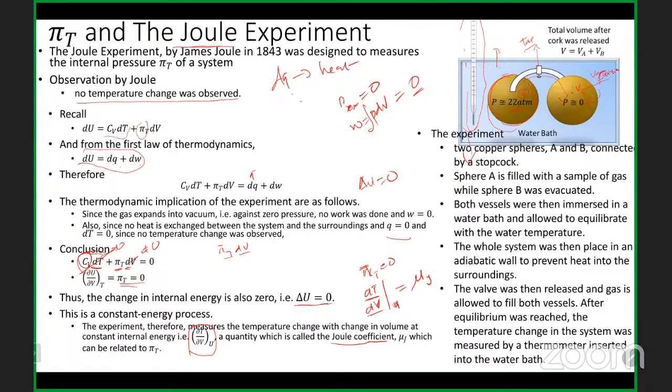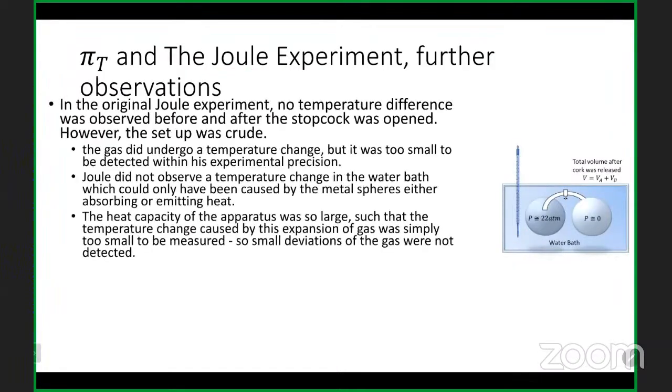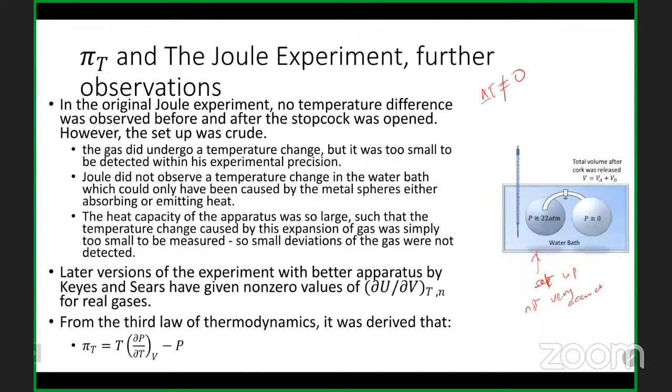Now, was that the case? That wasn't actually the case, because some other people did the experiments later and found that there was indeed a temperature change. Delta T is not equal to 0. But why did he observe delta T equals 0? Because of his experimental setup, which was not very accurate. So some people did the experiment later and found it.